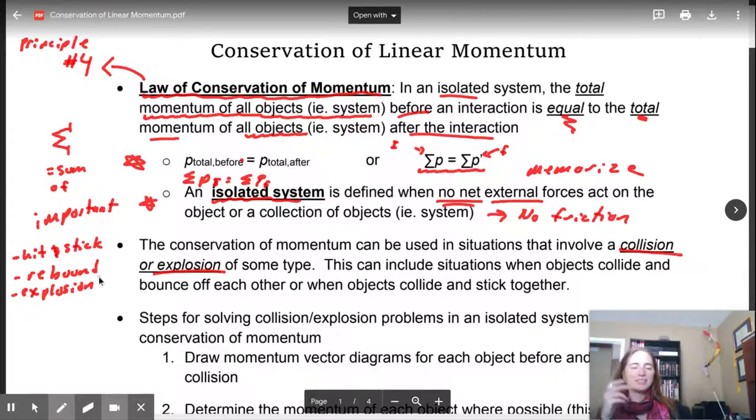Now, that doesn't always necessarily mean the fun explosions, guys. It can mean something as simple as two objects that are stuck together and then separated. So, sorry guys, it's not always something as cool as Tannerite.